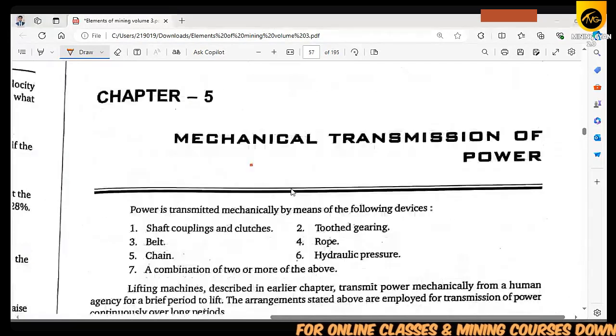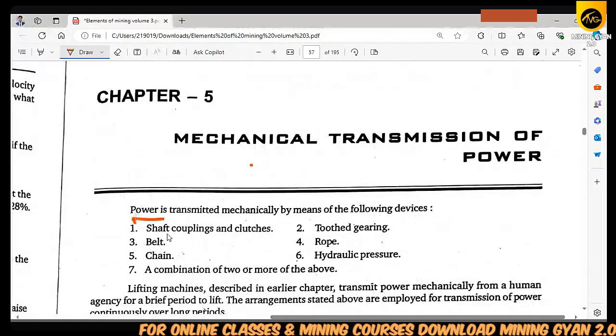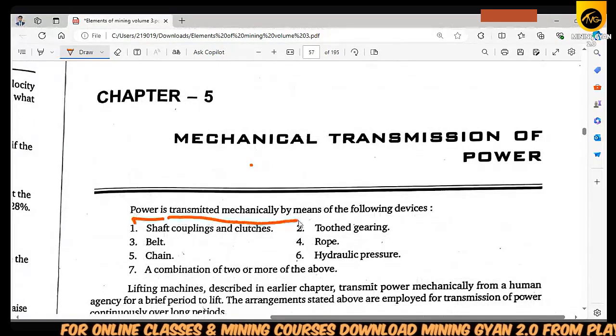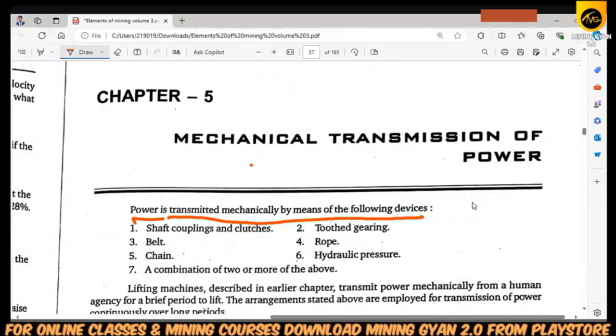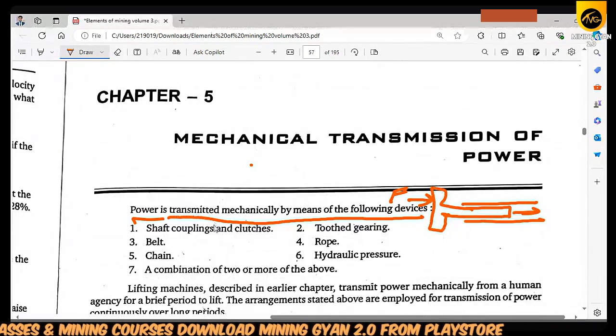If we talk about power transmission, the power is transmitted mechanically by means of the following devices. For example, if you want to make power, this is a piston. If you apply force here, what happens? It will go inside. So it requires power by mechanical means. So power transmission mechanically means the following devices.